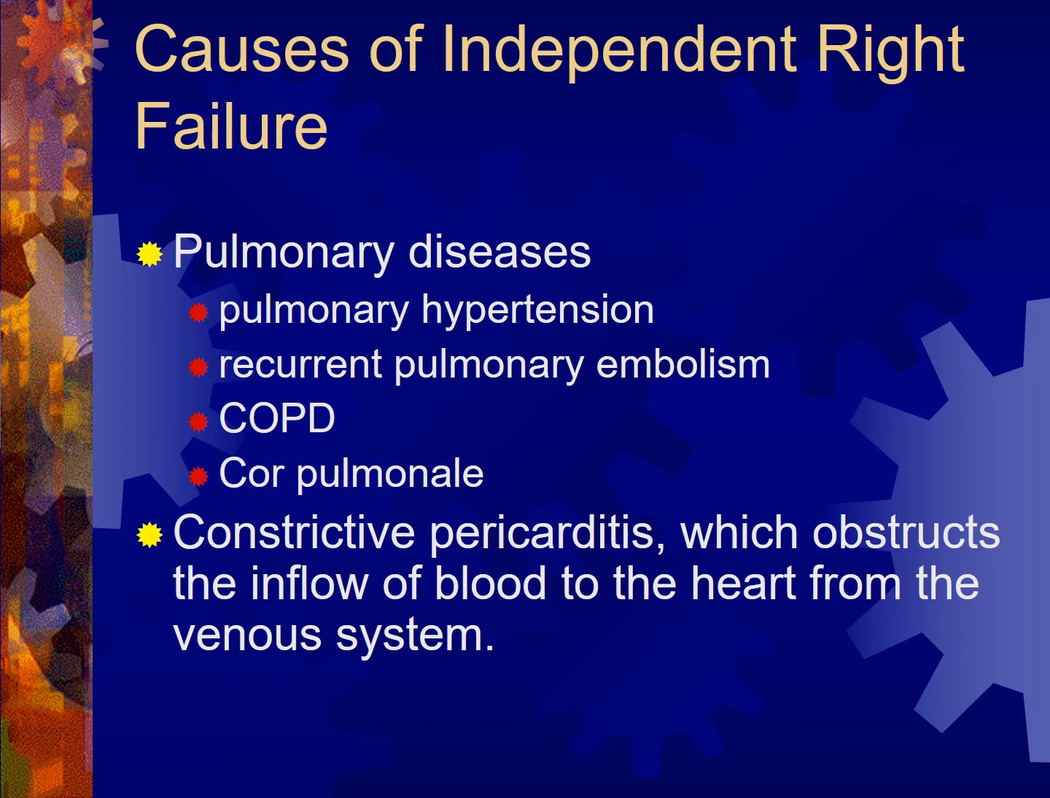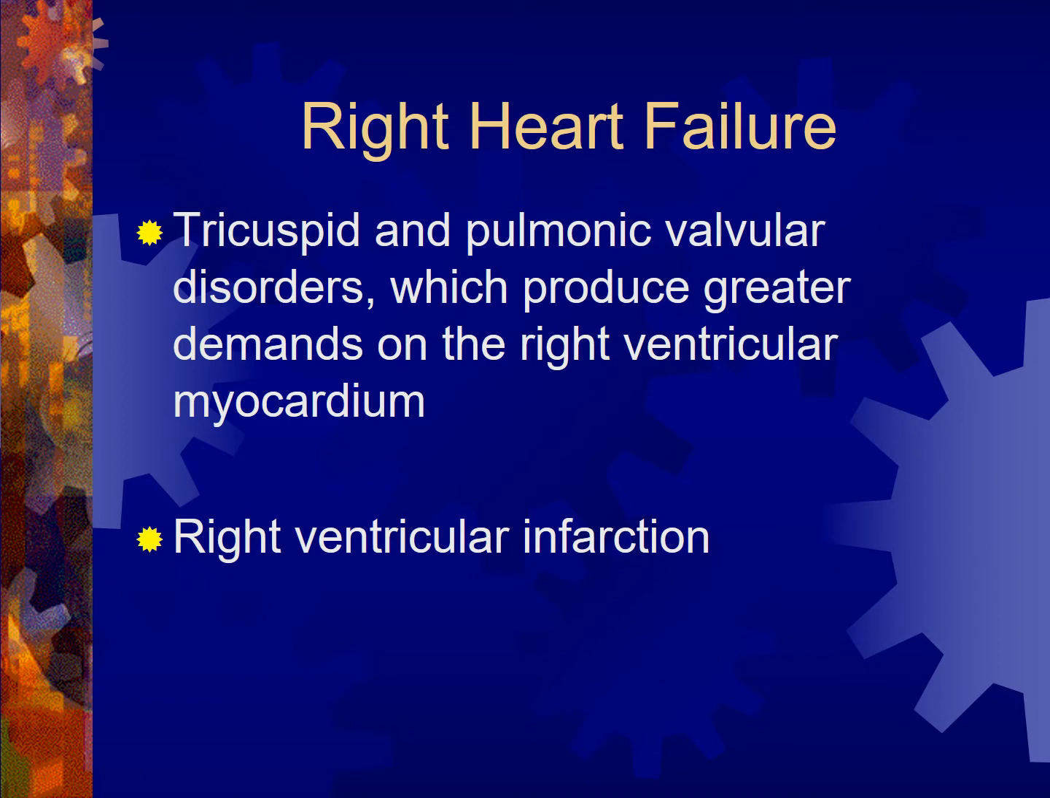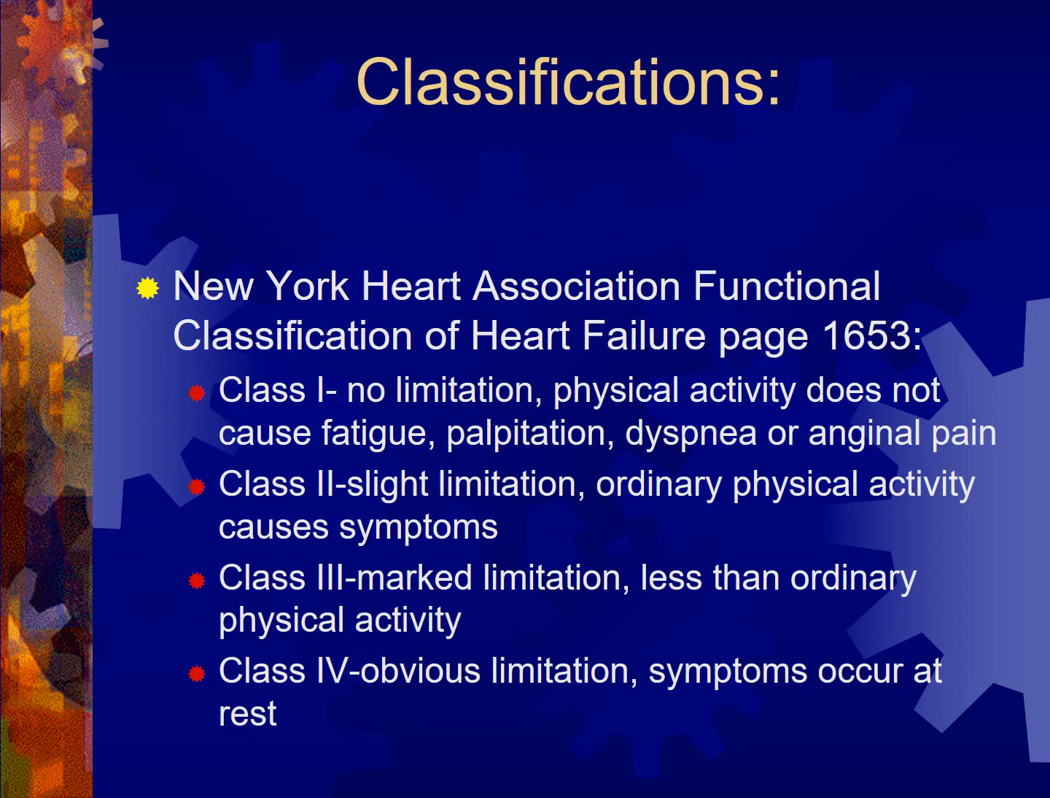So if I'm just looking at right-sided heart failure, usually what comes after the right side is the pulmonary system. So anybody who has pulmonary diseases or COPD or cor pulmonale, that usually is going to indicate that you have right-sided heart failure. But over time, left-sided heart failure will occur. Okay, I think you can read that slide. Nothing too much to talk about there.